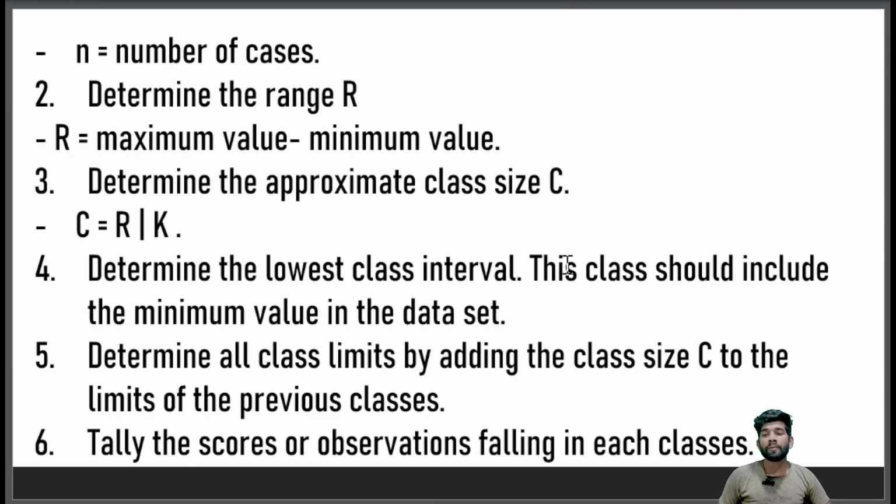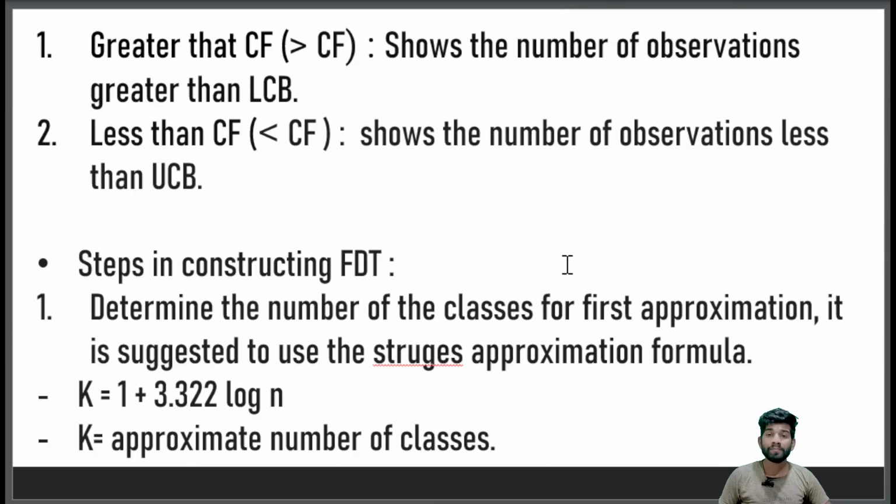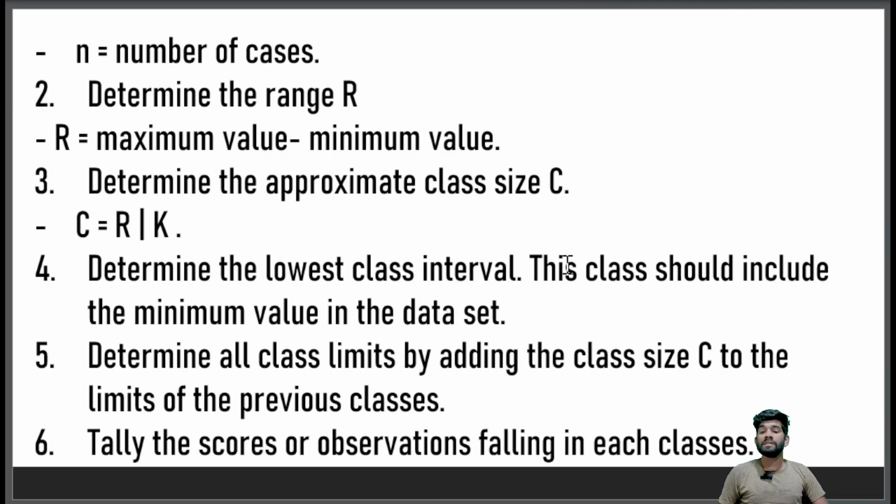Then determine the approximate class size, C. The class size formula is C = R / K, range divided by the approximation. Then the fourth step is to determine the lowest class interval. This class should include the minimum value in the data set. The fifth step is to determine all class limits by adding the class size to the limits of the previous classes. Then tally the scores or observations falling in each class.